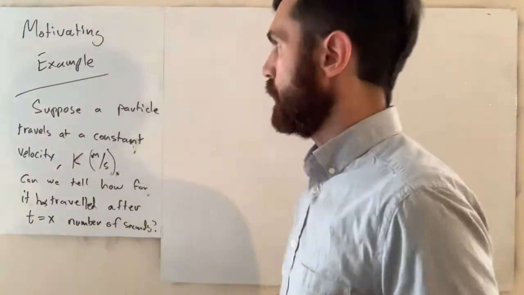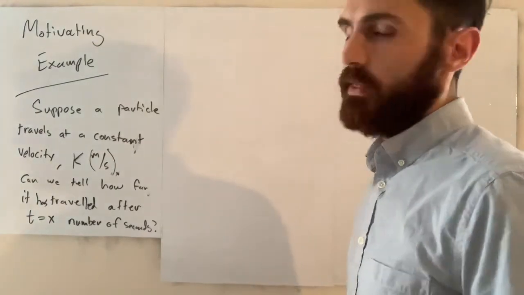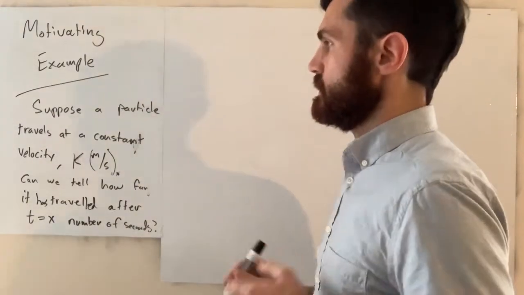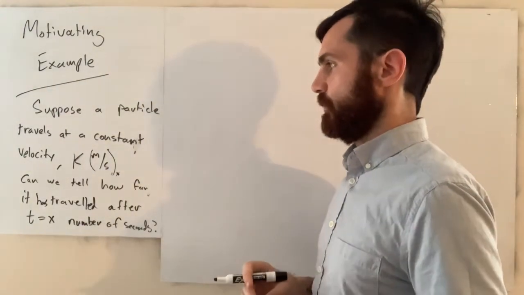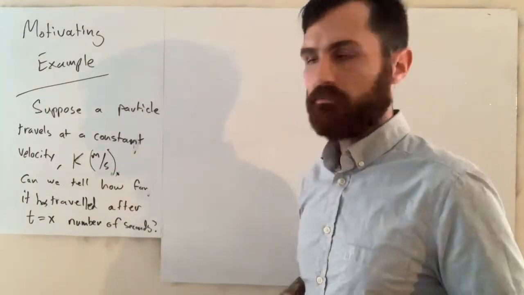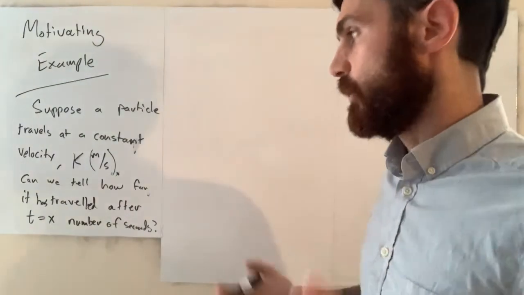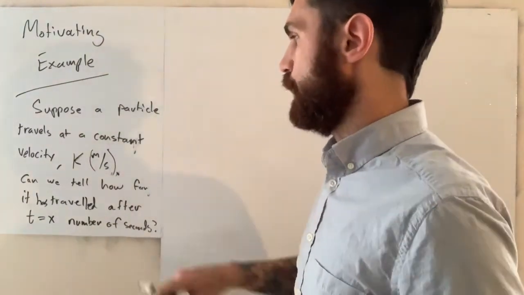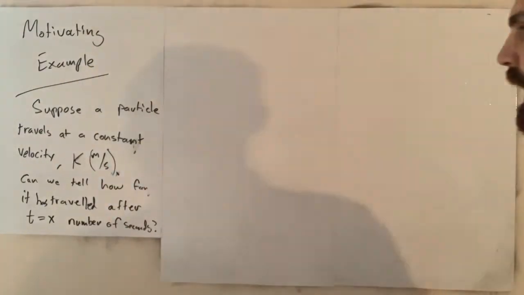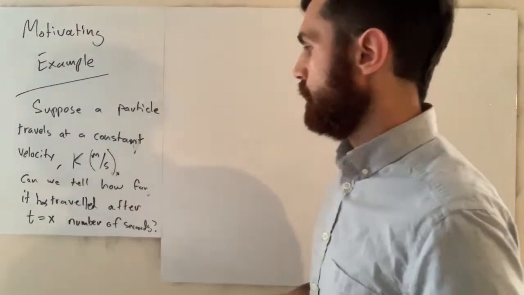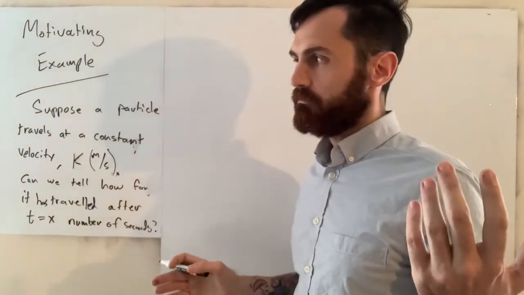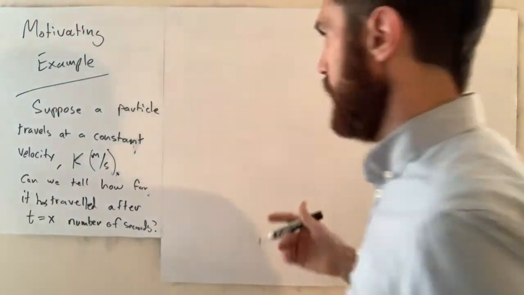Okay, so now we're going to be looking at a motivating example, and this is going to help motivate the fundamental theorem of calculus. And so the idea is, suppose a particle travels at a constant velocity, that's going to be k, and we can think of it in meters per second. Choose your favorite units, it could be feet per minute, it doesn't matter, as long as you understand what the time variable means. Then can we tell how far it's traveled after t equals x number of seconds? And the answer is going to be yes.